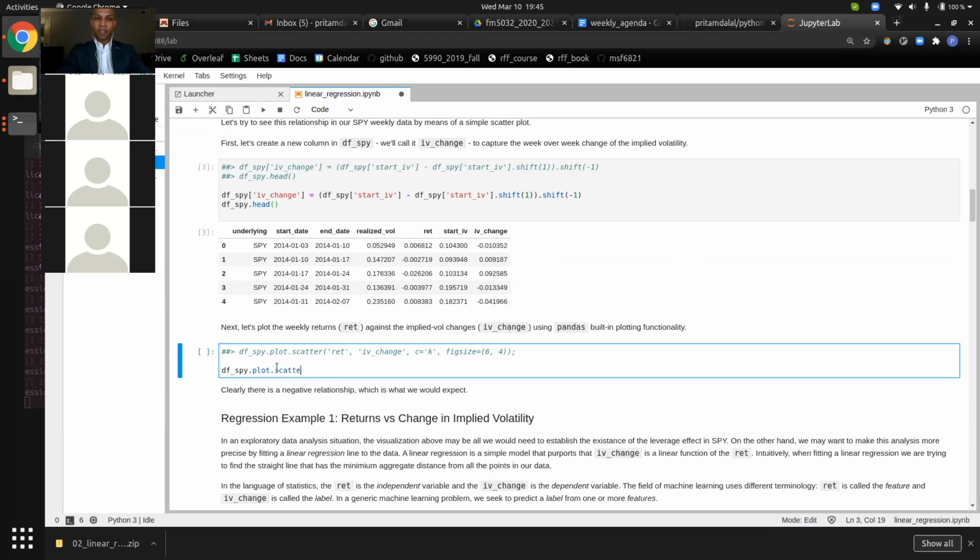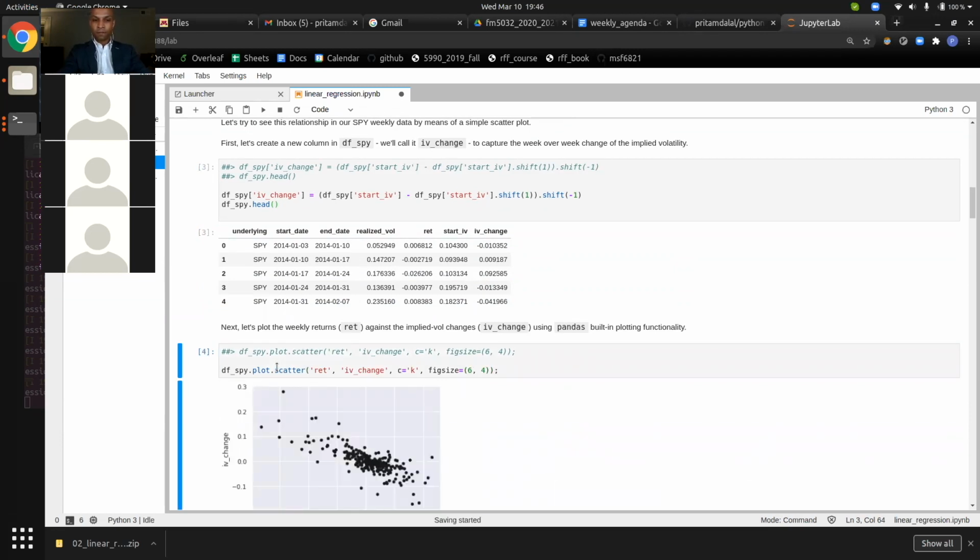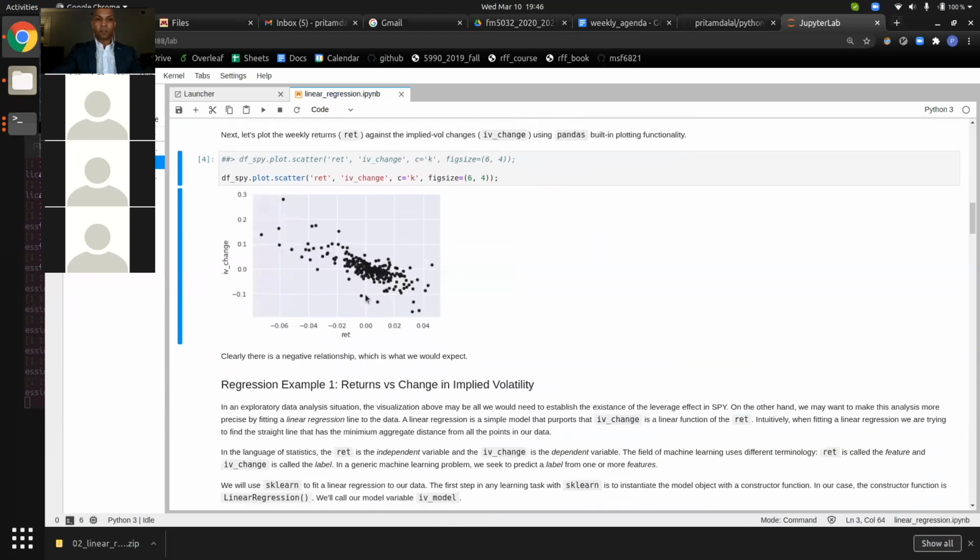Plot, scatter, return, IV change. We're going to make the color black. Cool. So this is what we would expect. We've got a clear sort of negative relationship. We've got returns down here, IV changes here. When returns are negative, implied volatility increases. When returns are positive, implied volatility decreases.